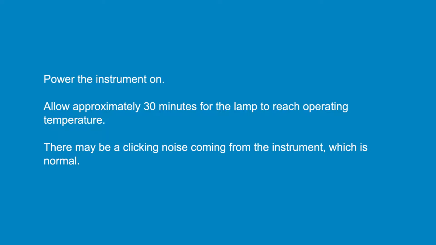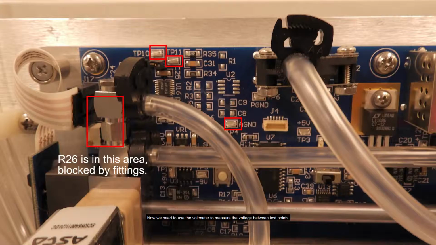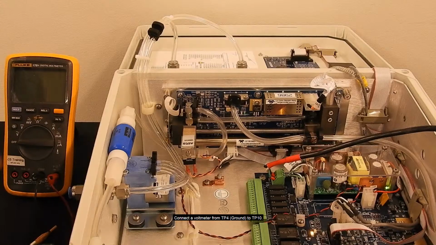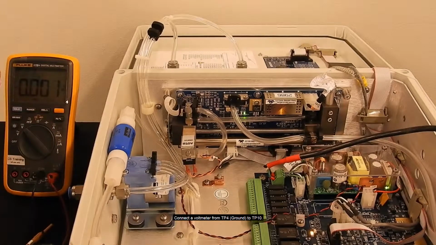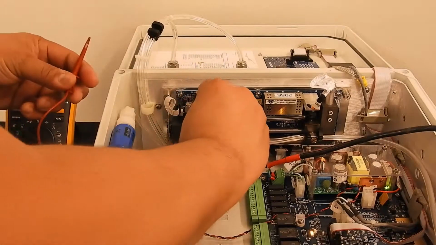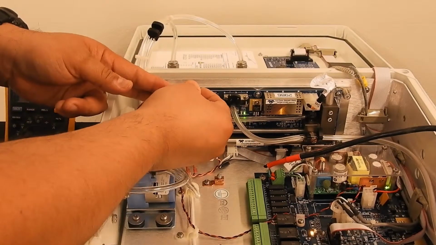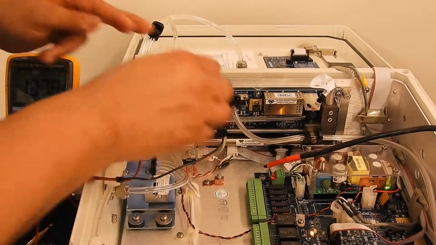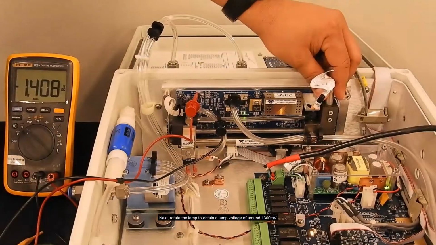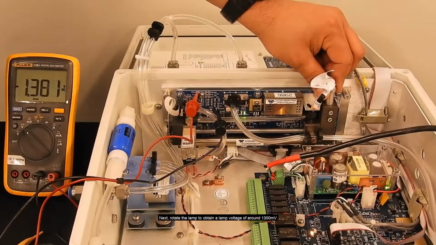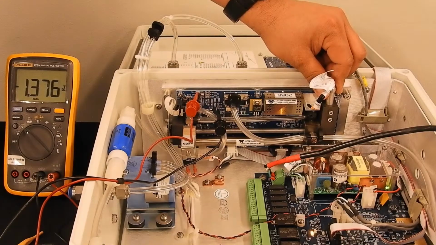A clicking noise may be heard coming from the instrument. This is normal. Now we need to use a voltmeter to measure the voltage between test points. Connect a voltmeter from TP4 ground to TP10. Next, rotate the lamp to obtain a voltage of around 1300 millivolts.